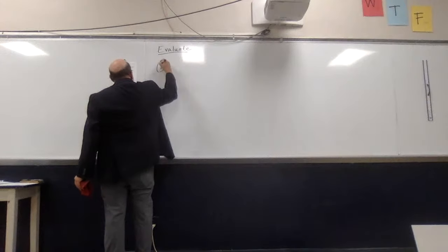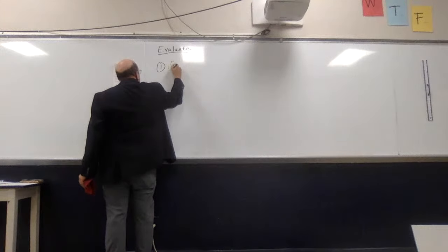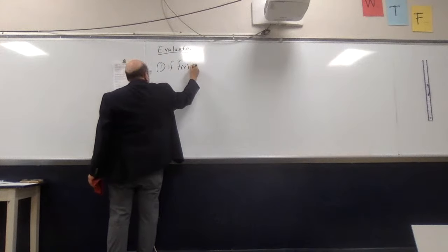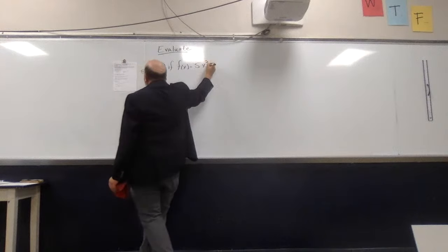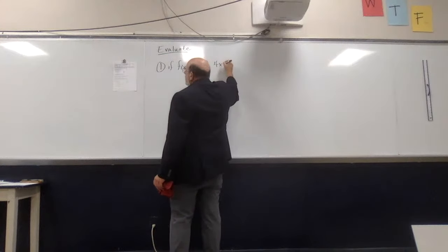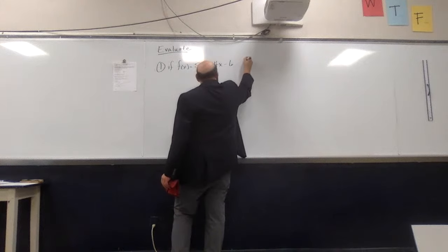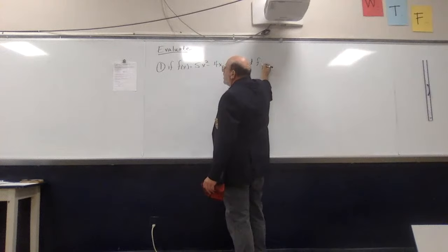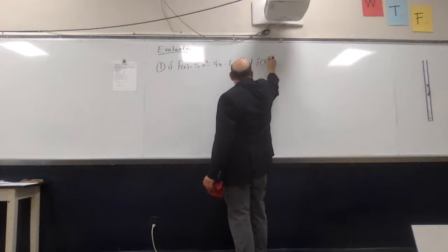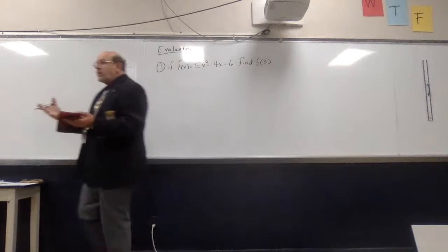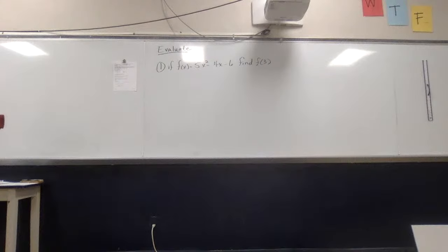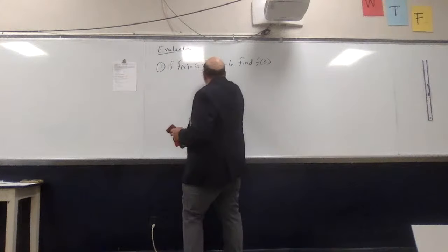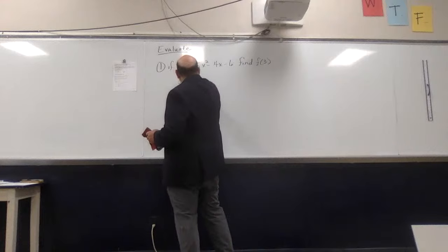Number one, if f of x is 5x squared minus 4x minus 6, find f of 3. So it means everywhere there's an x, you input 3, right? Great. So, Mr. Douglas, I'm going to rewrite. Number 3.